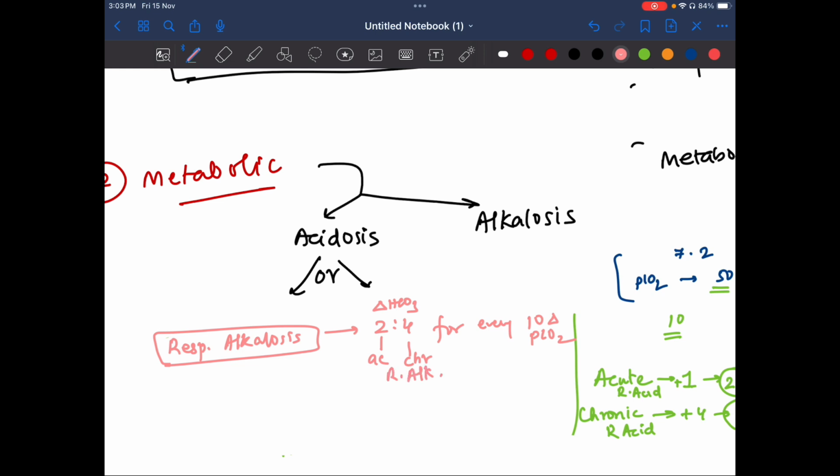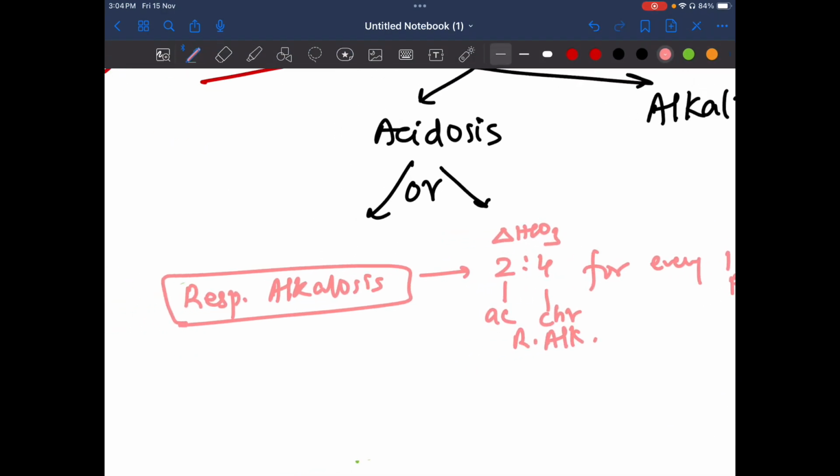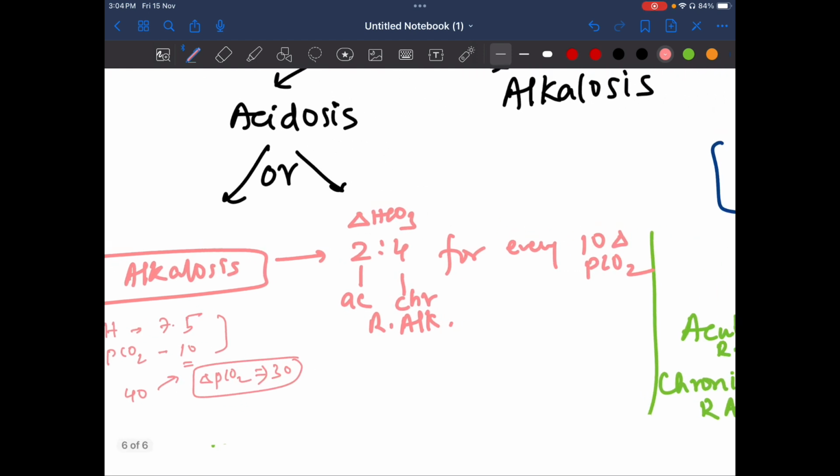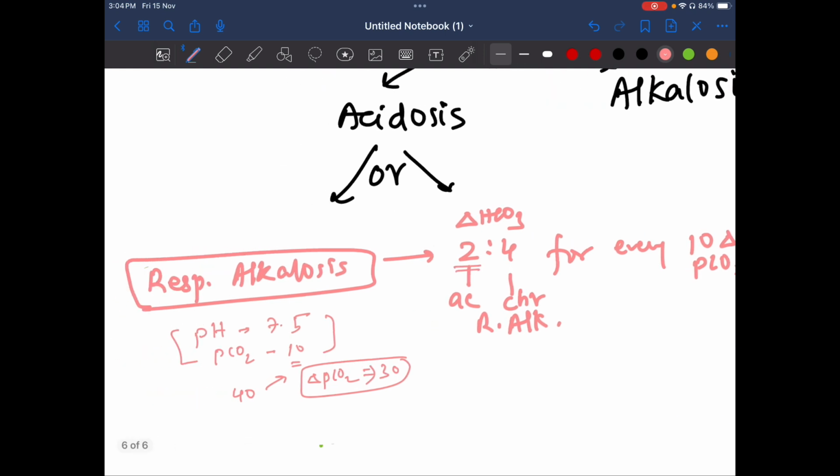Suppose we take a pH of 7.5, and we take a PCO2 of 10. So this is nothing but alkalosis. Change from 40 is how much? 30. So change in PCO2 is 30. For every 10 change, the change in bicarb would be 2. Right. So in this case, since it is respiratory alkalosis, there must be compensatory metabolic acidosis.